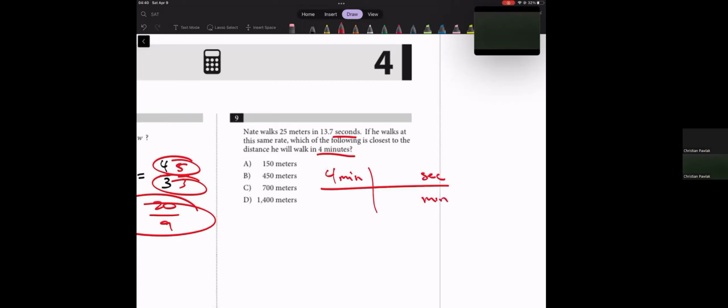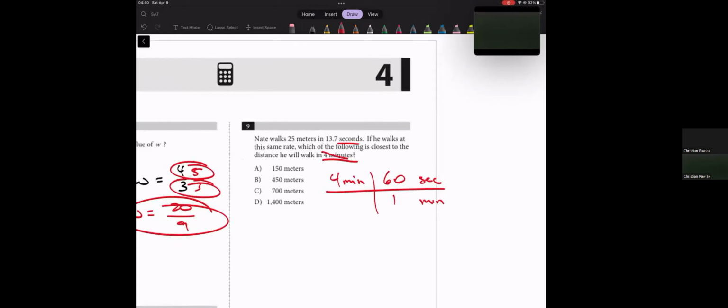I'm going to have to ask myself how many seconds are in a minute. There are 60 seconds in 1 minute. So I'm going to convert that. So not 4 minutes, but 240 seconds is going to be way easier. Okay, so if Nate can walk 25 meters in 13.7 seconds, I'm going to write this 25 meters in 13.7 seconds, that's equal to how many meters, I'm going to call that X, in 240 seconds.